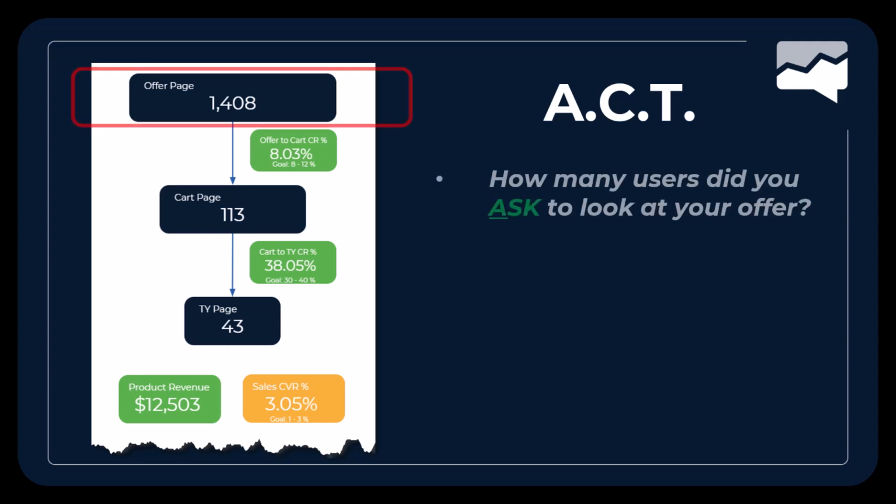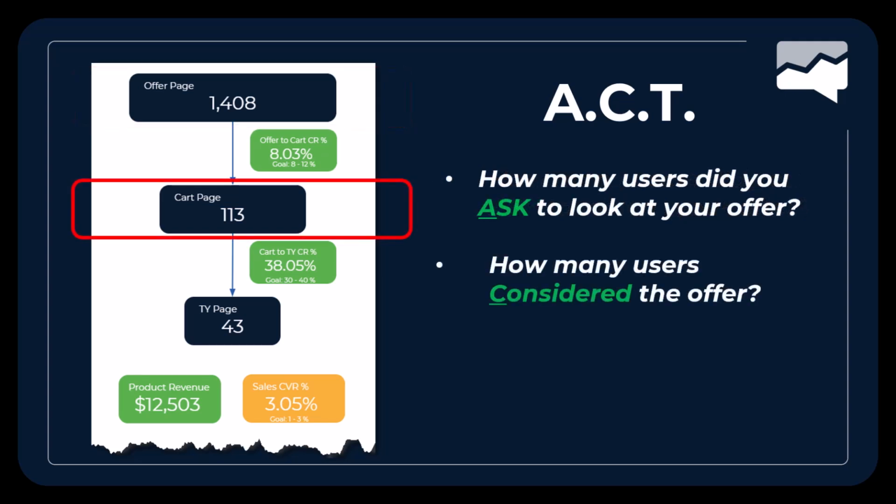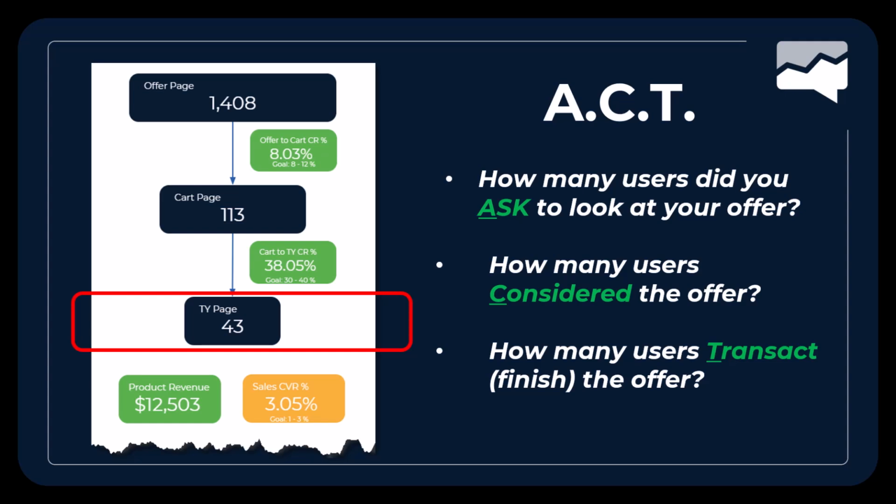With ACT, your very first step is looking at how many users you asked to look at your offer. The next one is consider: how many considered your offer? Then, how many users transact or finish the offer? And why do you need this?